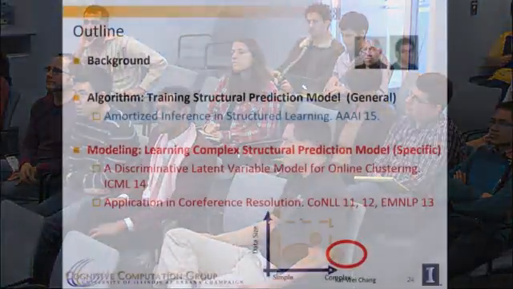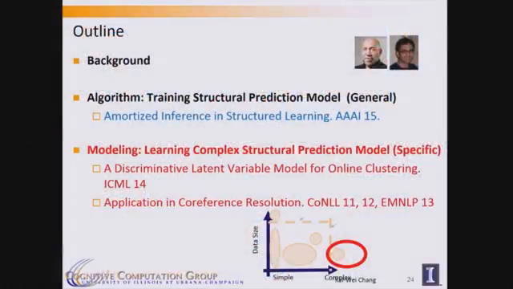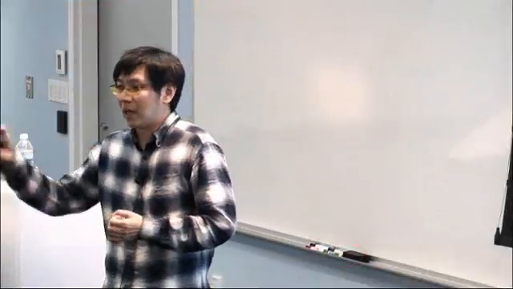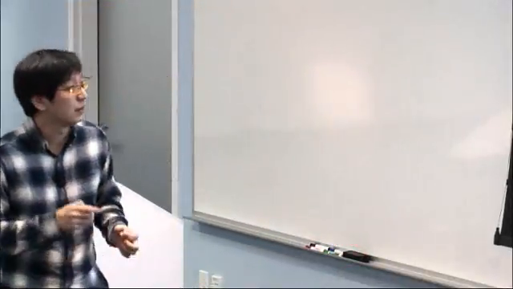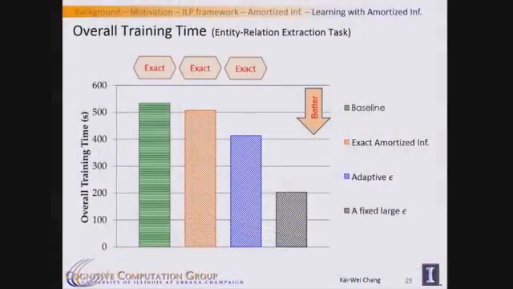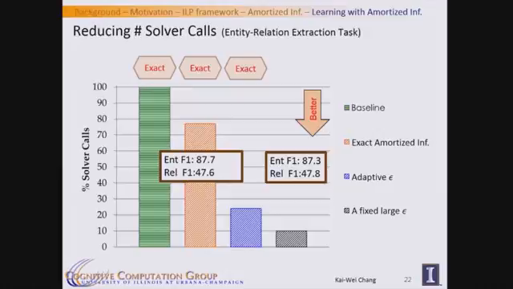Right, so the second part of this talk is how to design a specific model for a problem with a complex structure. Just go back to that for one second. Can you put that square on there again? Those two numbers. So that shows that your approximation didn't change your performance much. Yeah. What is this F1? Can you explain those numbers?